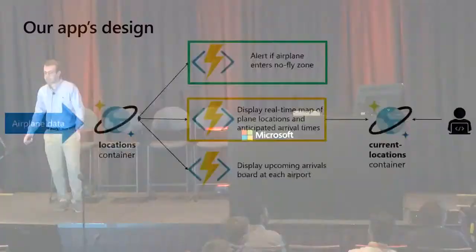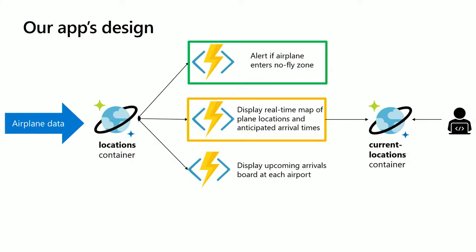You can process and build this materialized view by reading from the change feed, and we can do that really easily using an Azure function. So the idea here is we can display a real-time map of plane locations and anticipated arrivals, pre-calculating that materialized view in the function every time there's a write to the locations container. Then we'll persist that in a container called our current locations container. Any web app or other service that needs to access that information is going to call directly into this. They're not going to need to use the locations container directly.